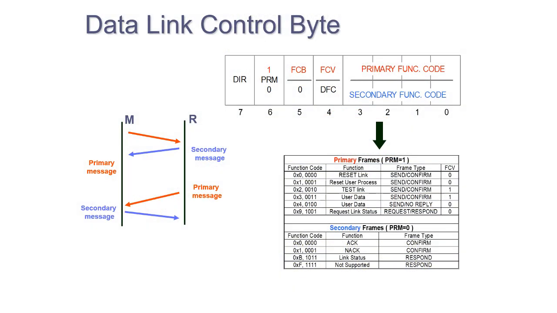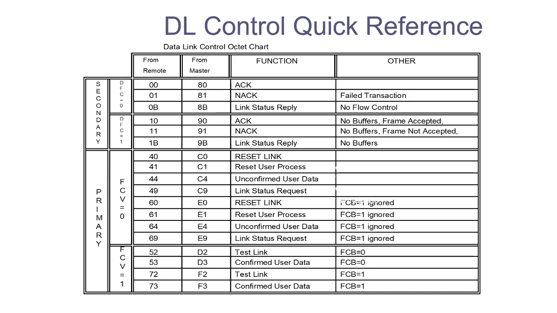The primary and secondary function codes can be broken down into individual bits with different functions. The 8 bits of the data link control can all be summarized in this table. This table allows us to break out whatever the hexadecimal value is from the data link control and break it into its individual components.